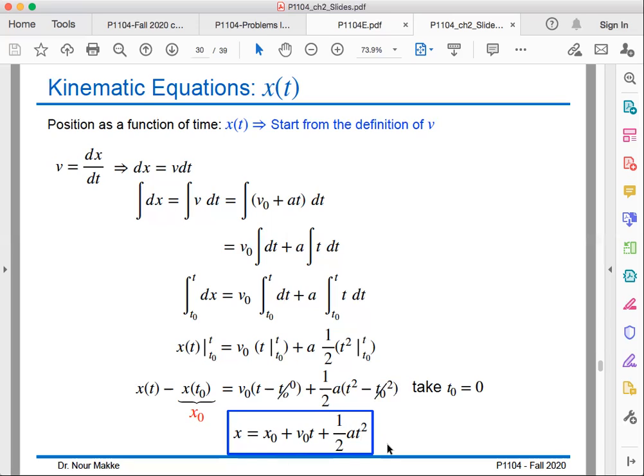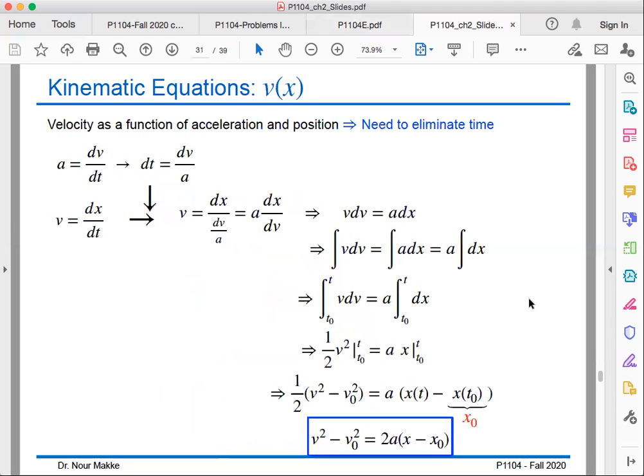And so in this way, we can see that we have actually written an equation for x as a function only of time, because v0, a, and x0 are just constants. Now we continue with another equation of interest, which is the equation that relates or connects v to x. So this is the velocity as a function of x.